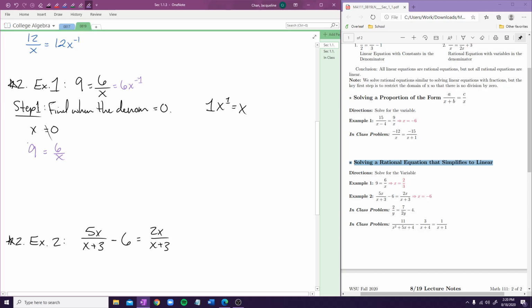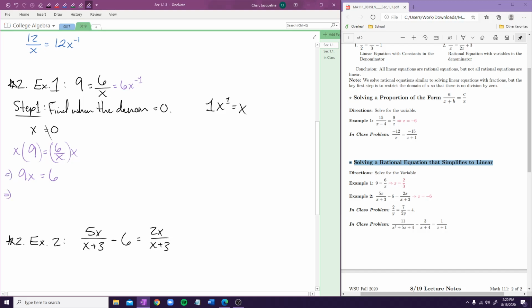What I'm going to do is use the multiplication property of equality, and I'm going to multiply both sides by x. When I do that, I get 9x is equal to 6x over x, so these x's cancel, and then I'm left with a 6.